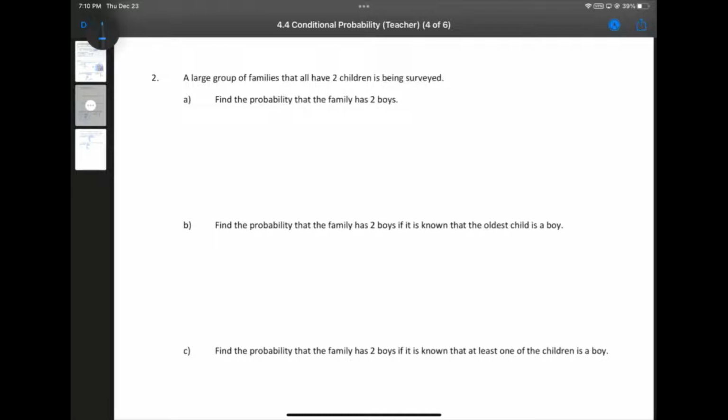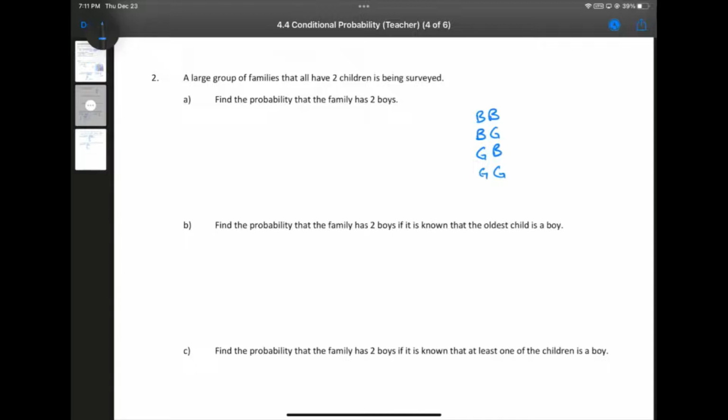So we have 2 children, and there's basically a few possible outcomes. We could have 2 boys. We could have a boy and a girl. We could have a girl and a boy, or we could have 2 girls. And we'll say that the first one is the oldest child, the first child, and the second column represents the second child or the youngest child.